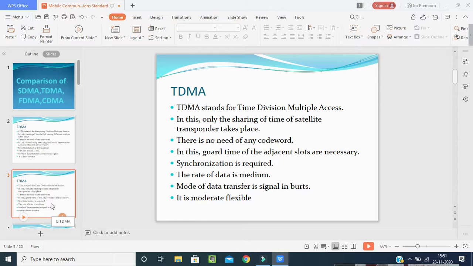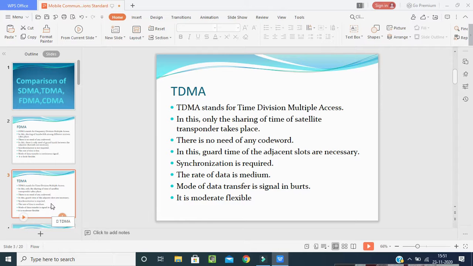And in this, what will happen? Only sharing of time of satellite transport takes place, not more than that, and there is no need of any code word for this also. In this, the guard time of the adjacent slots is necessary. Synchronization is compulsory, that means it is required. The rate of the data is medium, it is not low.